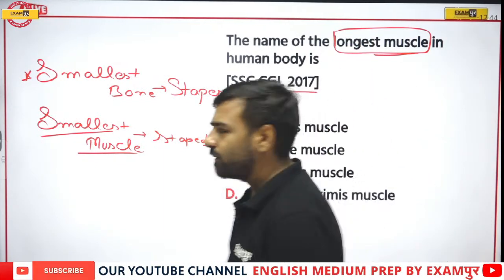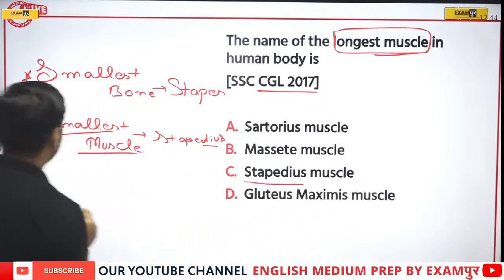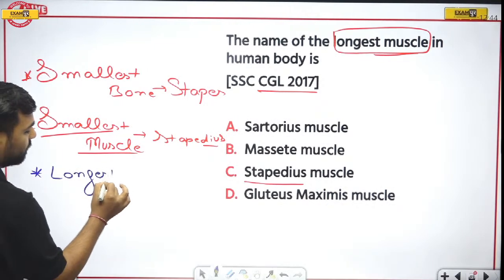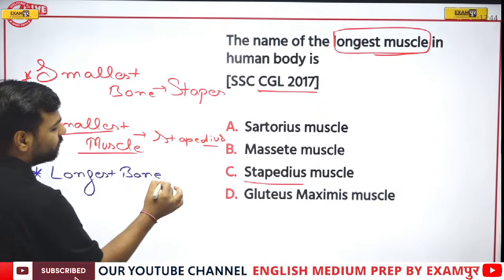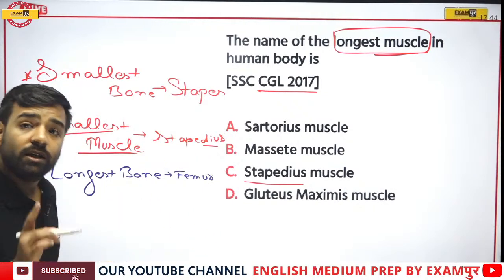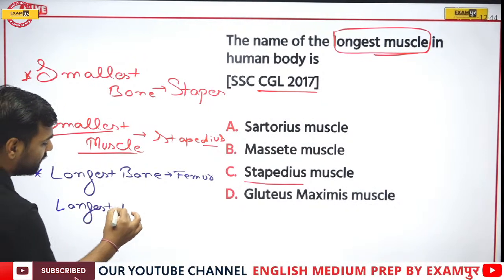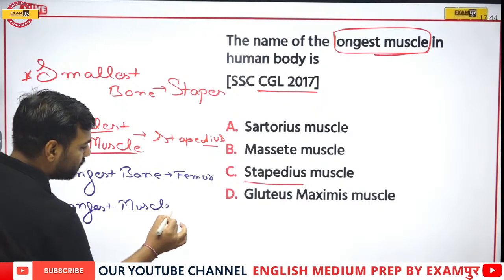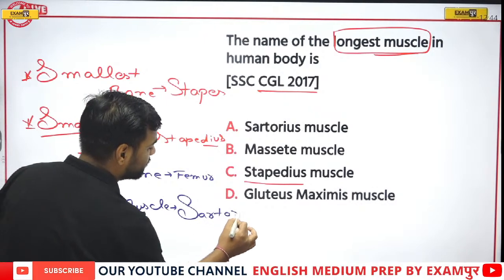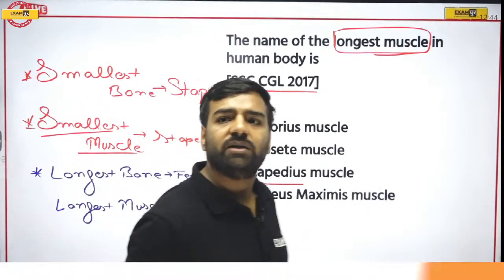Now, one more thing. If I write here with the blue color, if I write about the longest bone, you remember what is the longest bone? We have femur over there. The longest bone is femur, true. So if I write about the longest muscle, it is present at the same location. But what is that muscle known as? Sartorius. So sartorius is actually the longest muscle.